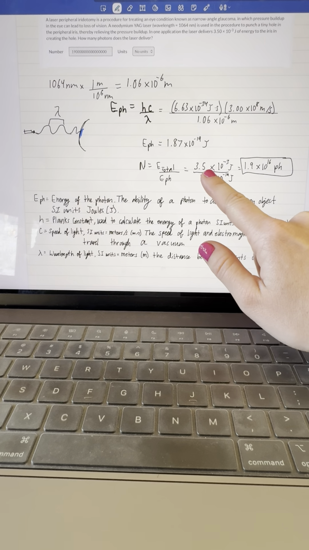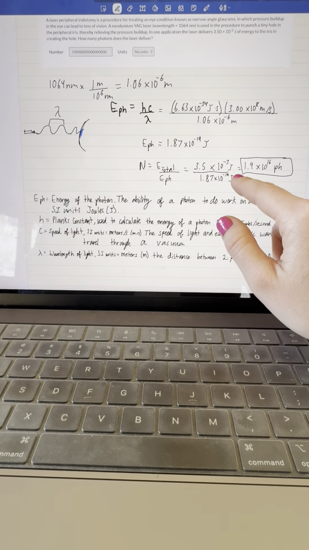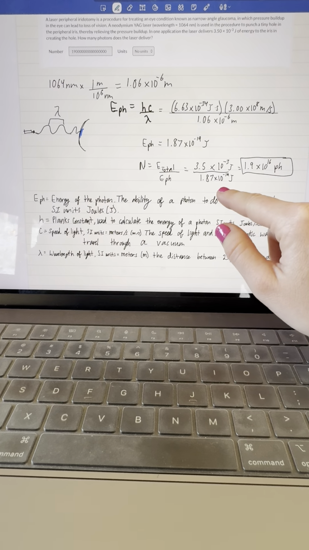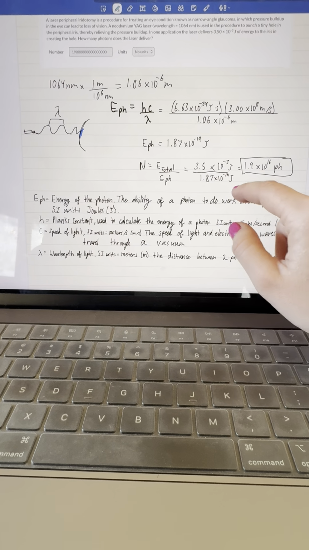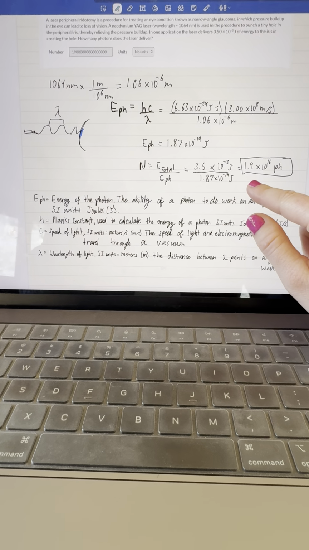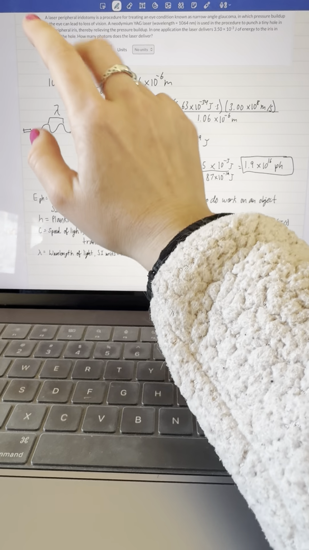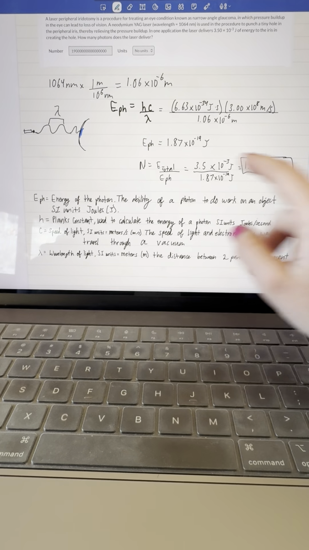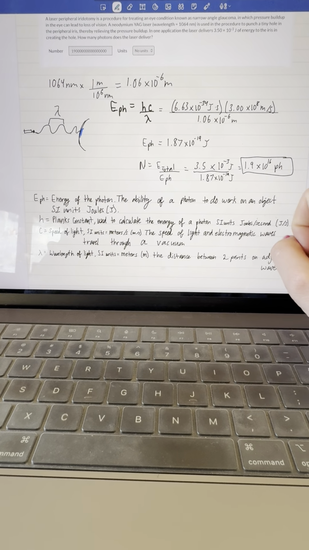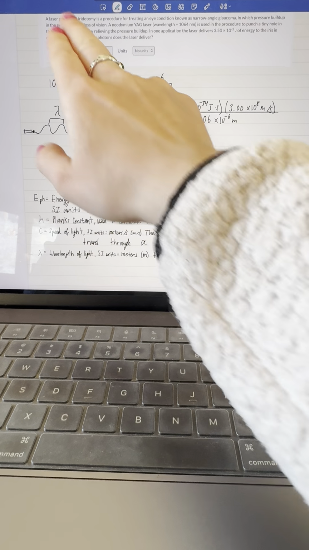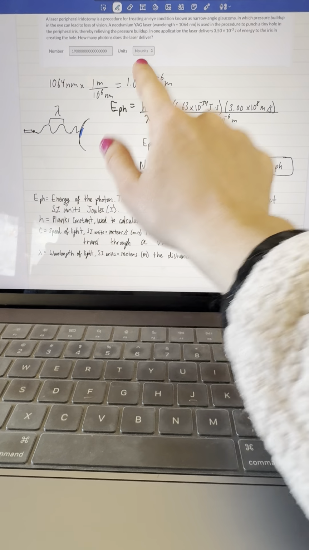So it's 3.5 times 10 to the negative 3 joules, which is what they gave us, divided by 1.87 times 10 to the negative 19 joules, which is what we solved. And we get 1.9 times 10 to the positive 16. And then there are no units. I just put the pH there, but that doesn't need to be there because it's about photons. But technically there are no units. That's what I have here.